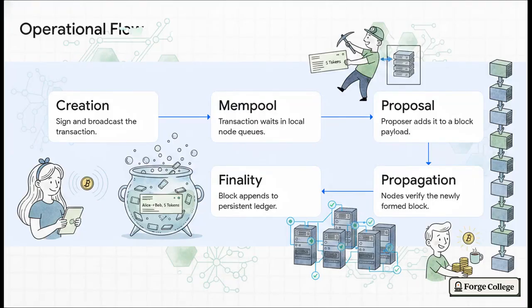Okay, let's shift gears from the static anatomy of the block to the dynamic machine in motion. Here is our 5-step operational flow. Let's say Alice wants to send Bob 5 tokens for a wildly expensive digital coffee. Step 1. Alice creates and signs the transaction, then broadcasts it to the network. Step 2. It hits the mempool. Step 3. A proposer pulls Alice's transaction from the mempool and packages it into a block payload. Step 4. The new block is propagated to other nodes who verify it. And finally, Step 5. Finality and persistence. The block is appended, the ledger updates, and Bob officially gets his 5 tokens.